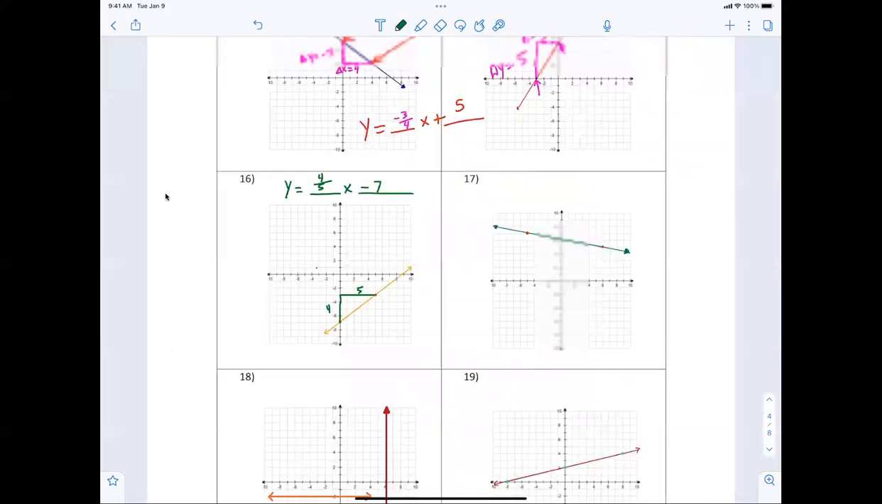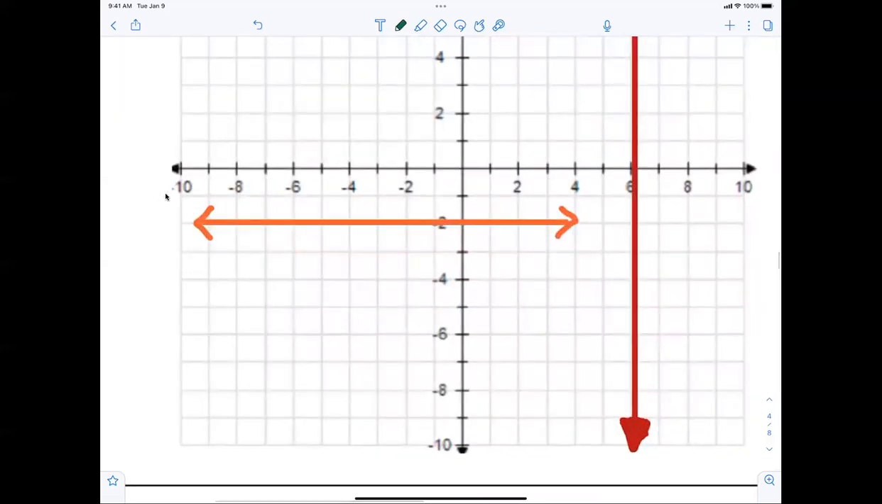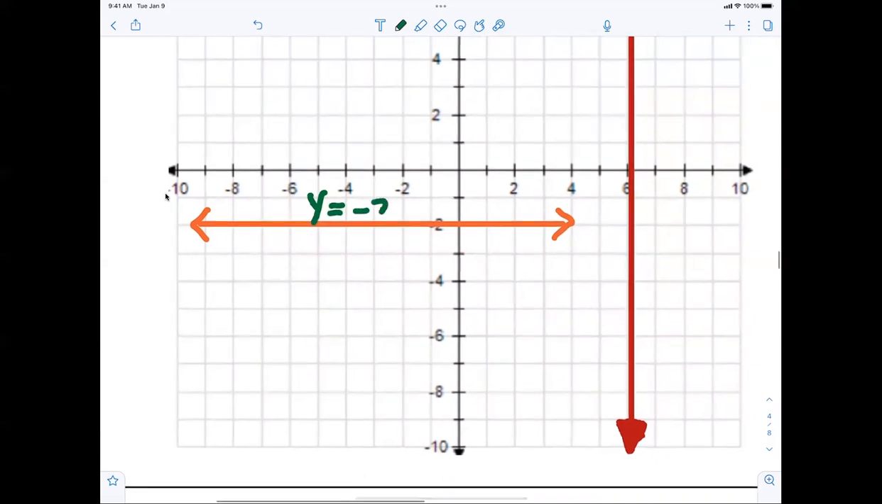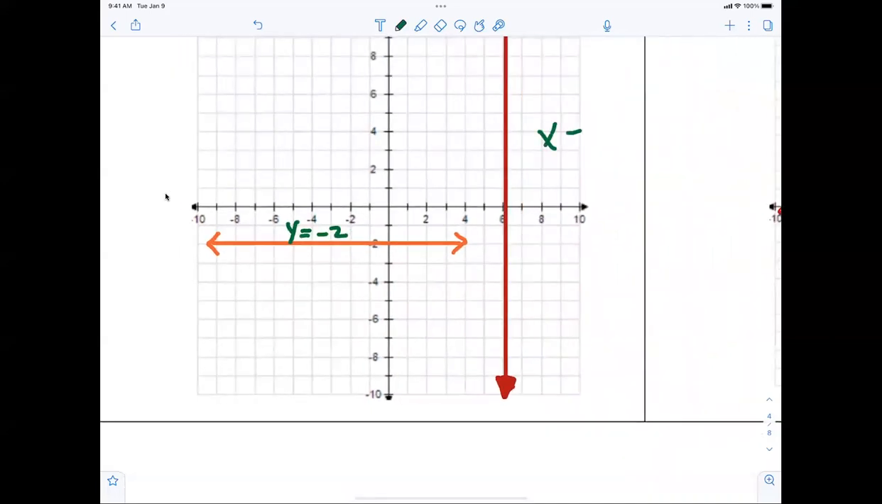All right, now drop down a little bit for question number 18. Everybody who was paying attention can obviously look at the horizontal line. Come on. Horizontal line. What is that equation? Come on, I want an equation. I'm listening. Go ahead. Y equals -2. The vertical line is just what? X equals 6.